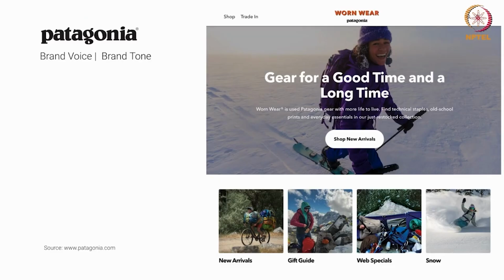So as we are talking about the idea of Worn Wear, right, by Patagonia's initiative, you can see within that website again the idea of recycling those materials, right, and you can give it back to the community by recycling. So you can buy second-hand products which were utilized by other users, and now you can use them.